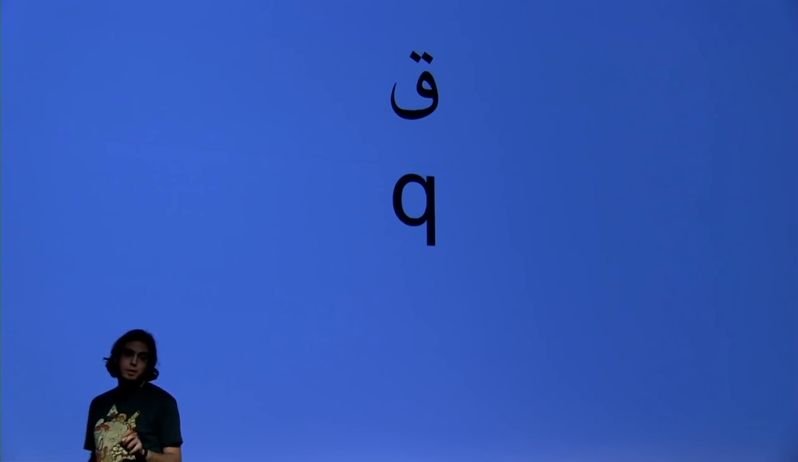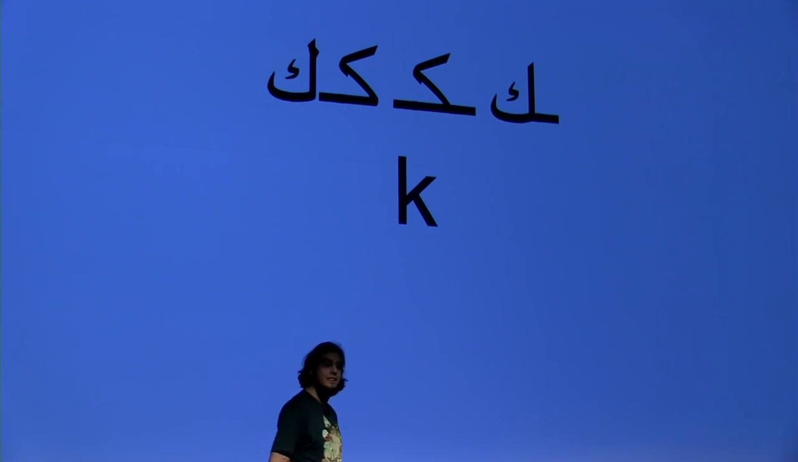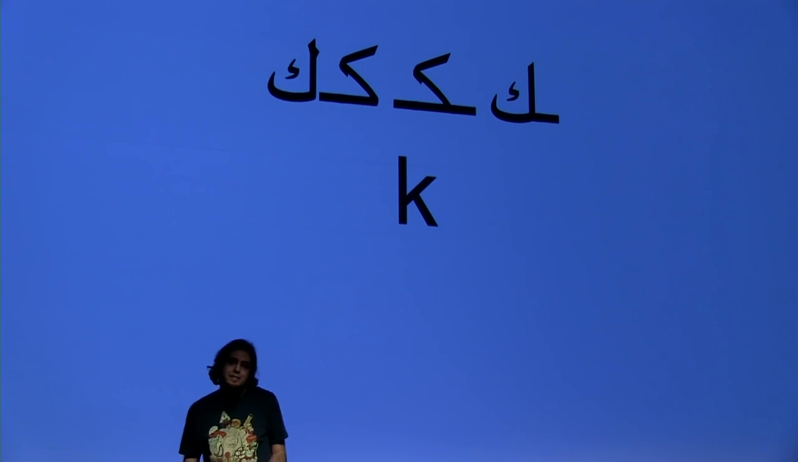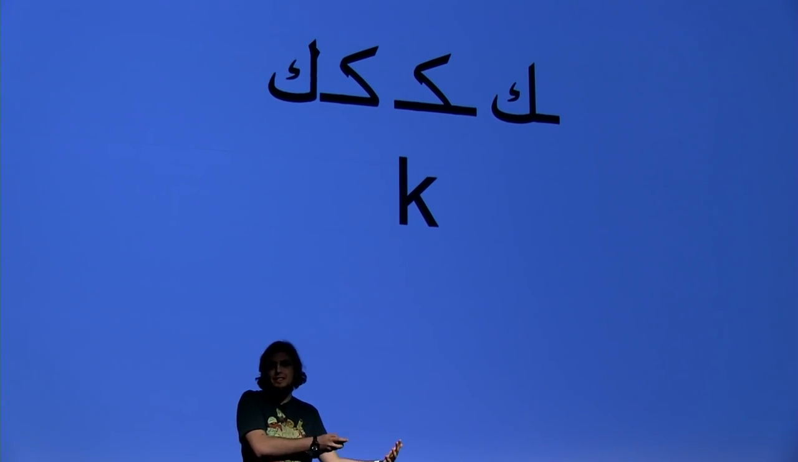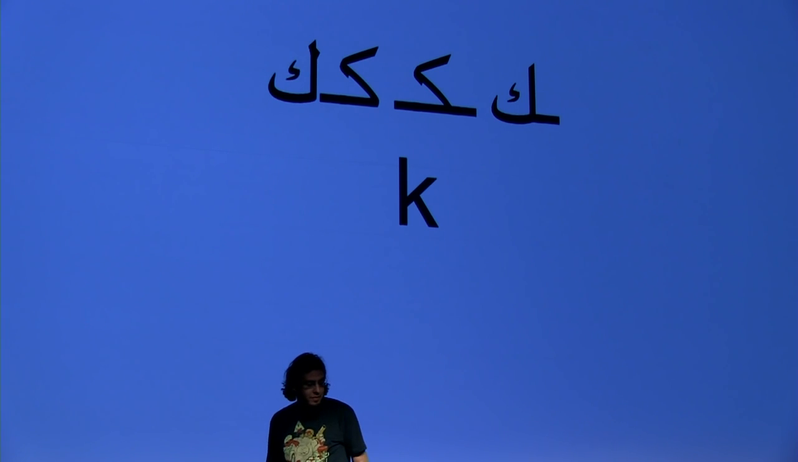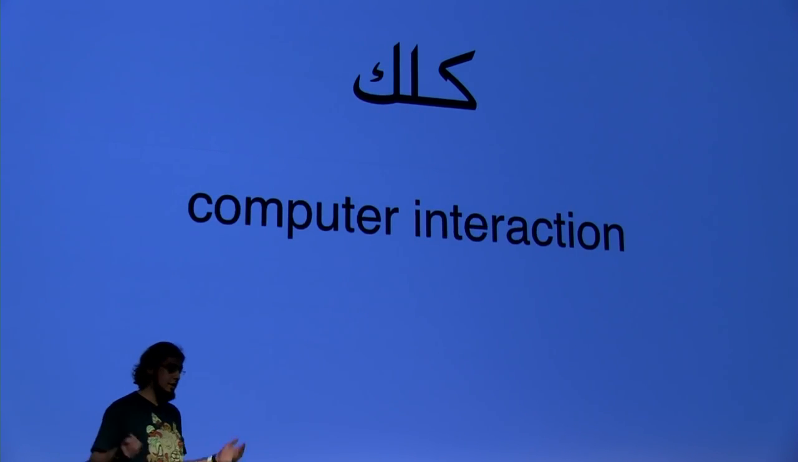Let's do a few more letters. This is the kaf. It's pronounced k. This is the kaf. That's also pronounced k. I don't really know why we have both, but some Arabic accents use the kaf a lot, and some don't. Sometimes we have double letters. I don't know. Let's try this word then. Click.